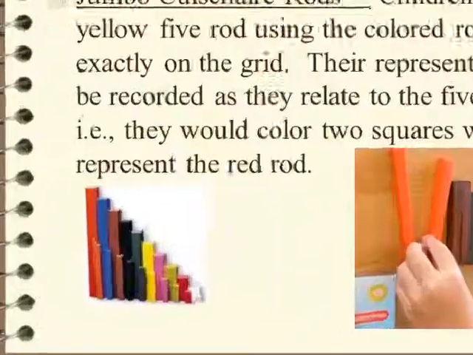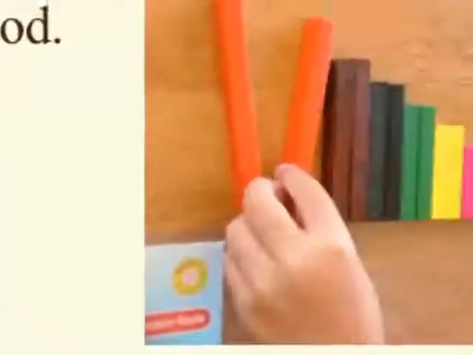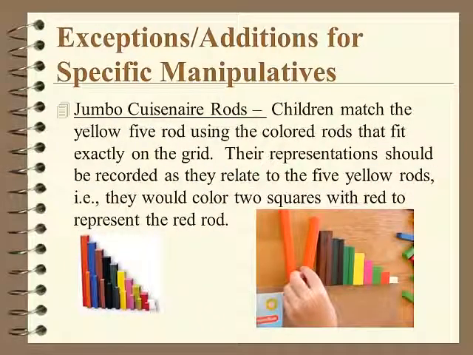Jumbo Cuisenaire rods. In this activity, the students will match the length of the yellow rod because the yellow one is 5 inches long and has a value of 5. Please watch the video that follows this slide.